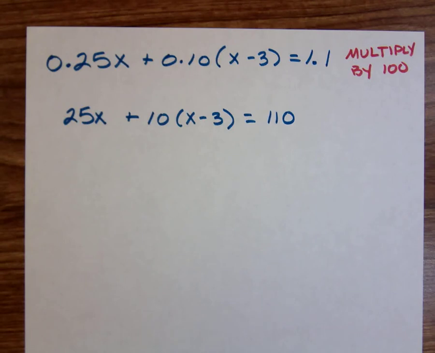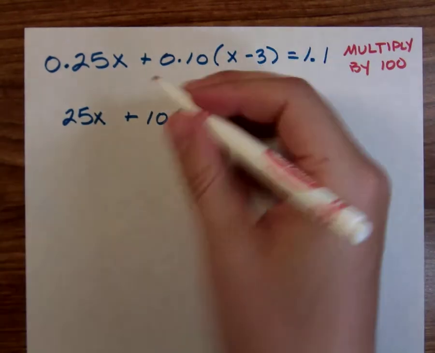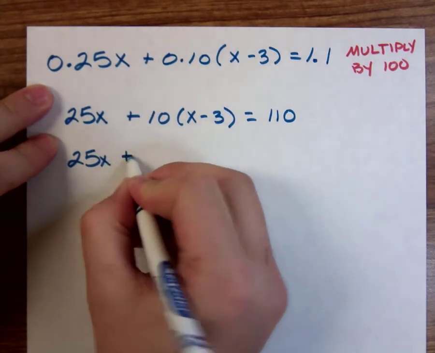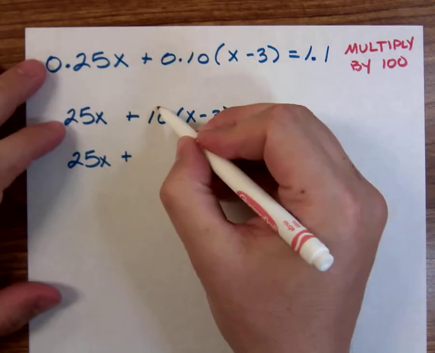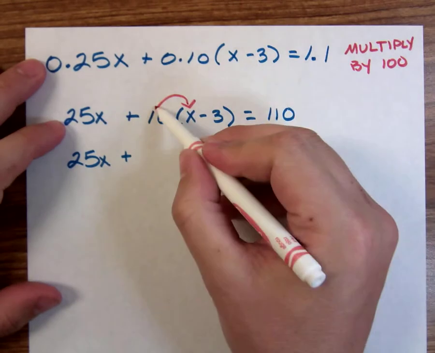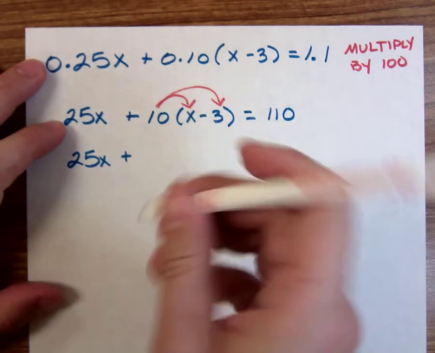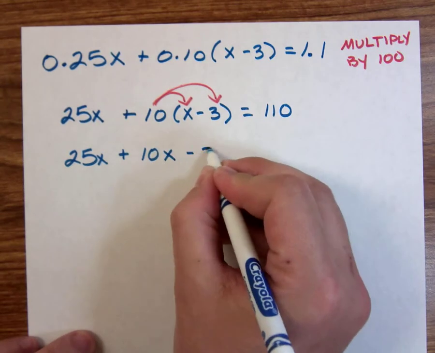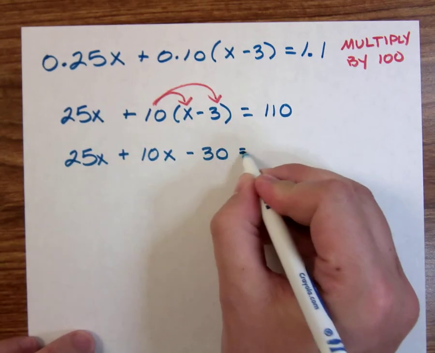Besides throw up your hands and run screaming from the building. Distribute, that's a good idea. So I'm going to leave the 25x alone. And we'll do 10 times x and 10 times negative 3. That will give us 10x minus 30 equals 110.